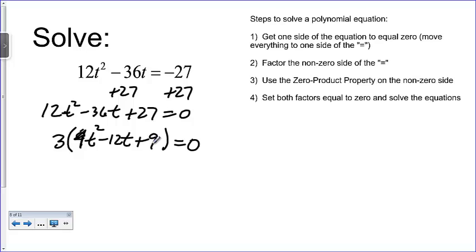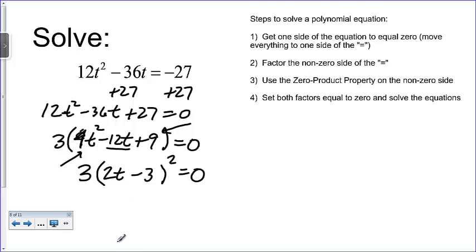Now take a good look at that 4t squared minus 12t plus 9. That's a special case of factoring. That's one of our perfect square trinomials. 4t squared is the square of 2t. 9 is the square of 3. If you multiply 2t and 3, you get 6t. If you double 6t, you get 12t. So this is a perfect square trinomial, meaning it is the square of a binomial. In particular, it's the square of 2t minus 3.